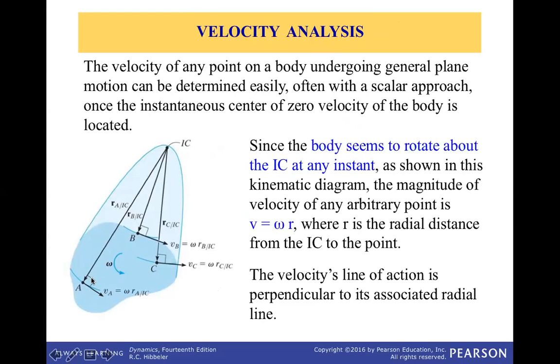And then that omega should be shared by all the other points on the body, or the whole body, because the whole body is rotating with respect to this point, the point of IC. So omega will be the same. You can use the same omega you determine from point A, and then use that to calculate velocity for point B and point C, etc.